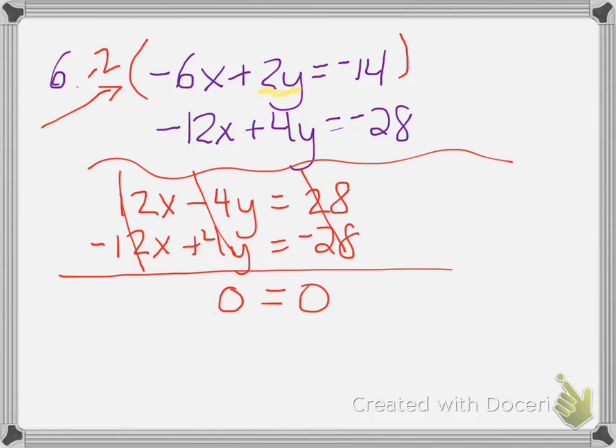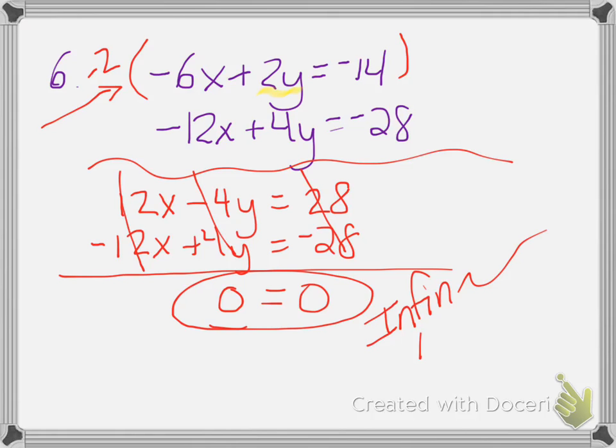Okay. And so as long as you get 0 equals 0, as long as you get a true statement, that means that it's infinitely many. That means infinitely, and I can't spell, but many. That means that the two lines are actually sitting on top of each other.